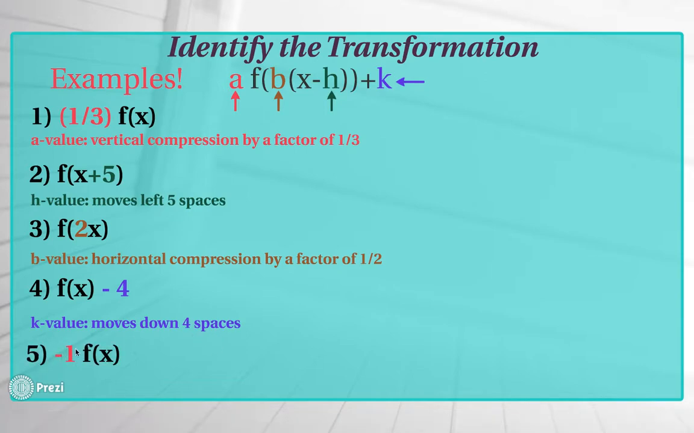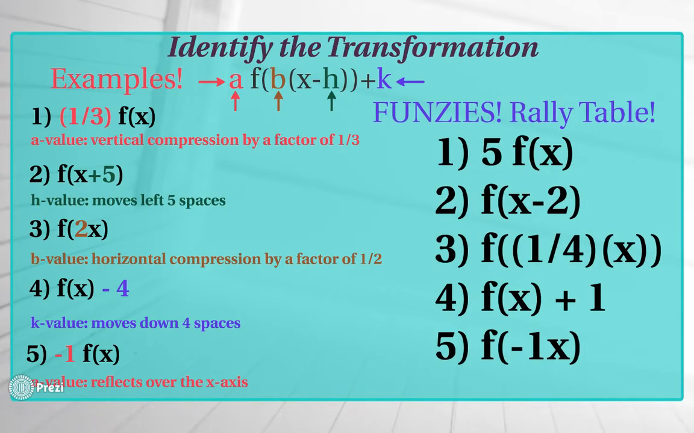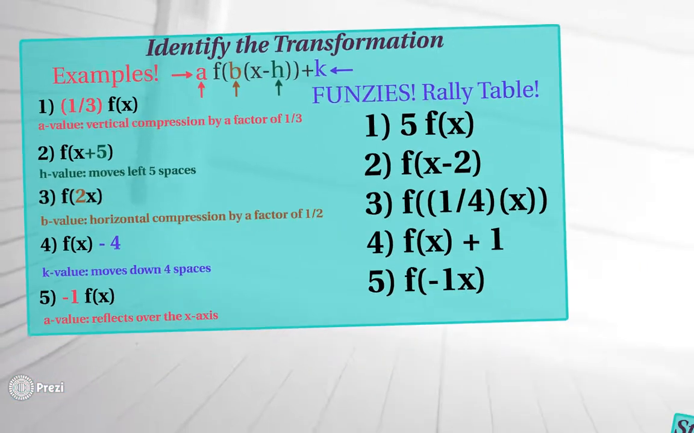Alright guys, we have one more, -1 times f of x. So first of all, this -1 is in front of the f, which the only thing in front of the f is the a value. Holy hot dog, you guys. And remember, you guys, the a value does everything in a vertical motion, so it's going to reflect in a vertical motion. So the axis that you cross when you move in a vertical motion is the x-axis. So this will reflect over the x-axis. Nice. Okay, and over here are the funsies we're going to do in class, which you guys will have to wait on. Alright guys, let's keep on going.